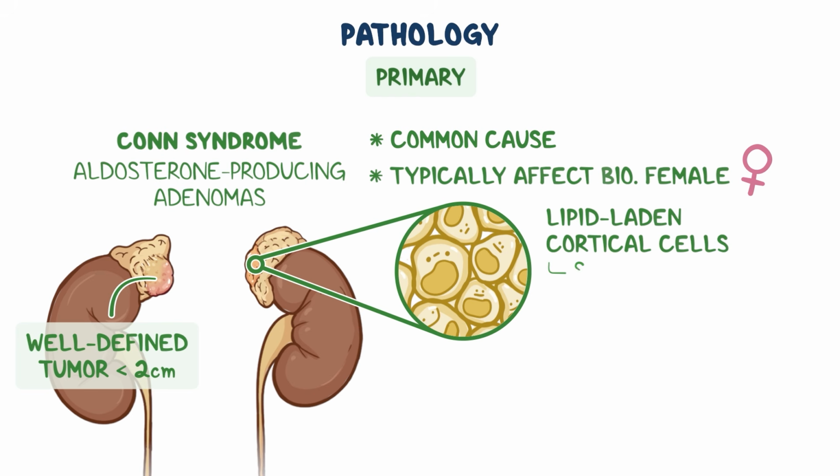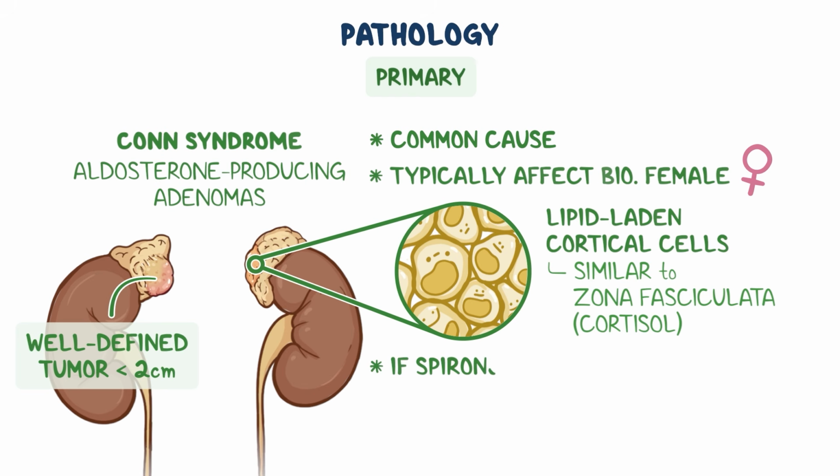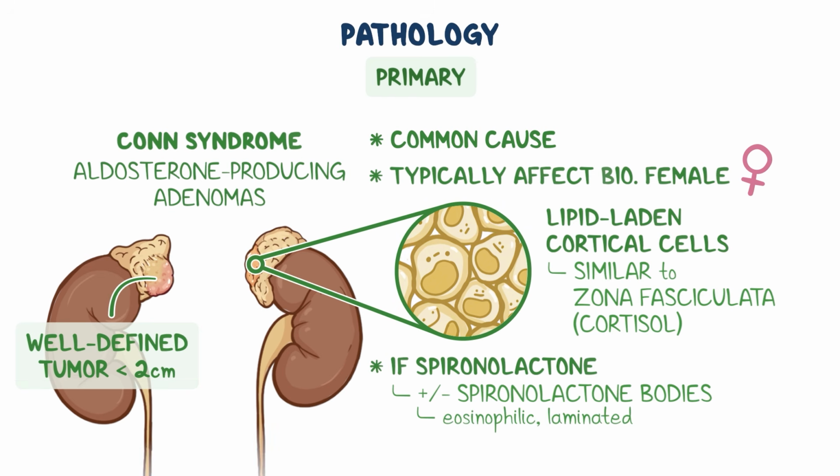Interestingly, these cells are similar to the ones found in the zona fasciculata, which produce cortisol, rather than the ones found in the zona glomerulosa, which produce aldosterone. Additionally, in patients taking the blood pressure medication spironolactone, adenoma cells might contain spironolactone bodies, which are eosinophilic, laminated cytoplasmic inclusions.